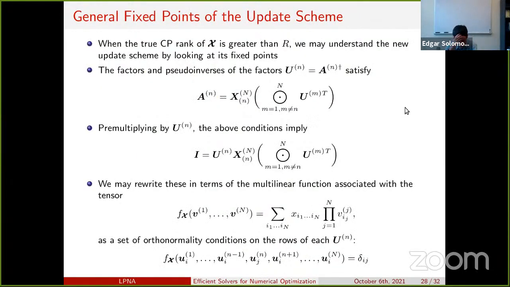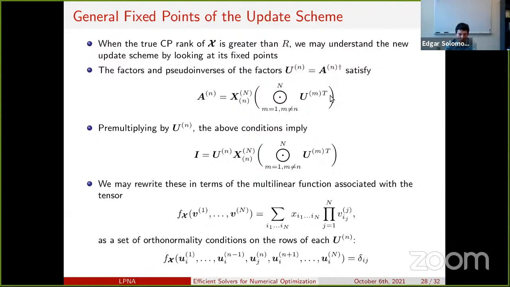Okay, so we figured this out a while ago, but we're still confused about what this method is doing in the approximate case. But it is very interesting. One thing we can observe is by looking at the fixed points of this scheme for general rank. So here we assume that the tensor rank is greater than the rank of the decomposition we're looking for. And what we can do is to actually look at the pseudo-inverses of the factors. Here I'll denote those by U_n for the A_n factor.